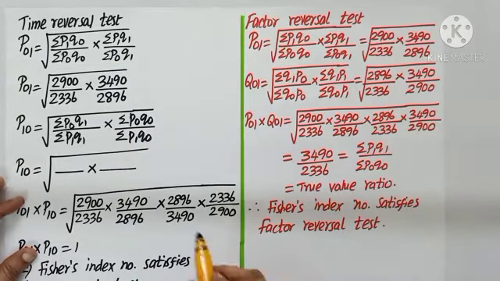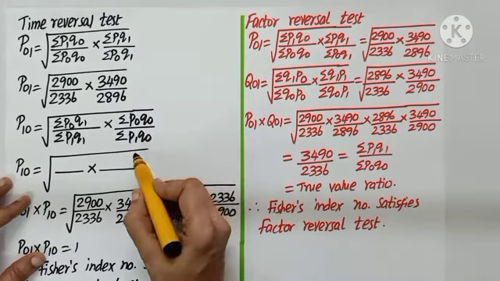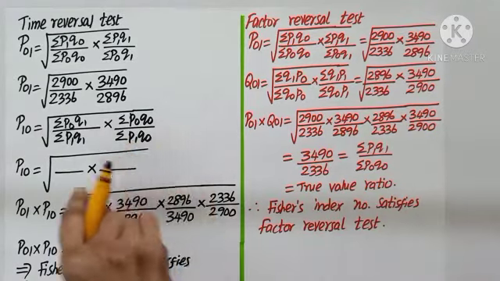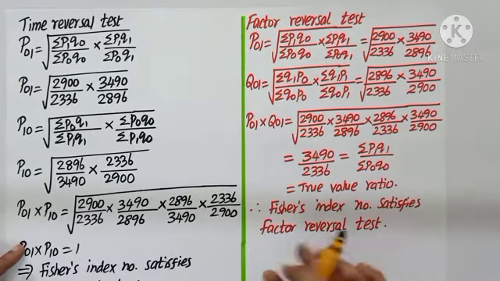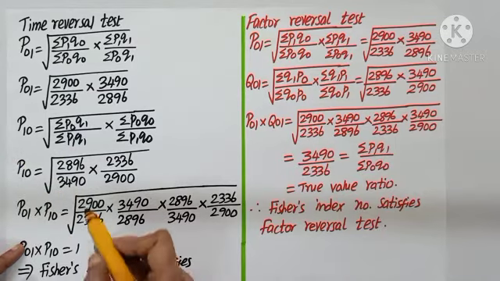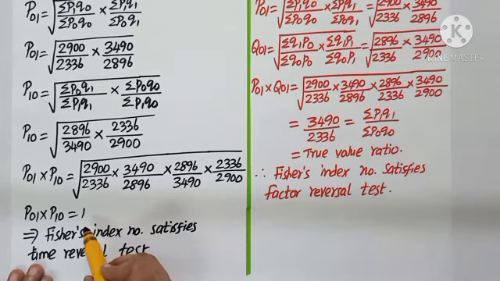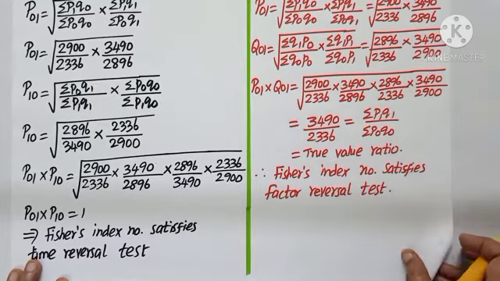So what have we done? Wherever 1 comes, I put 0. Wherever 0 comes, I have put 1. Now let us multiply, substituting the terms here. As we substitute the values from the table and multiply P01 and P10, we see the terms get cancelled. We are left with 1. And so we declare Fisher's index number satisfies time reversal test.